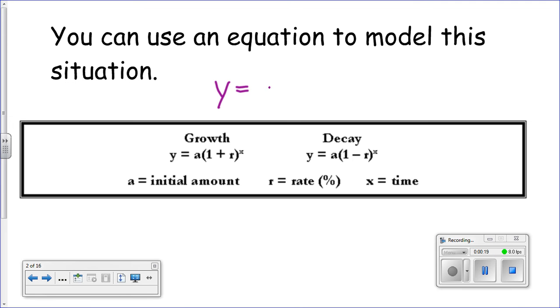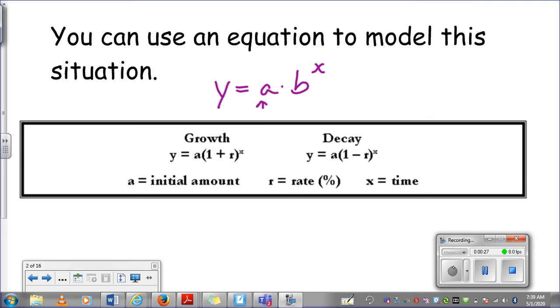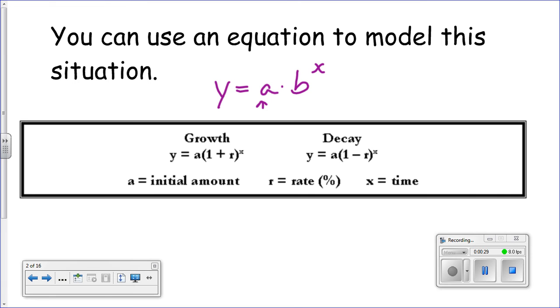Y is equal to A times B to the X, where A is your initial value, and B is your base. Now, what we're going to do today is we're going to take that B and show you how to calculate it if you have a real-world problem.